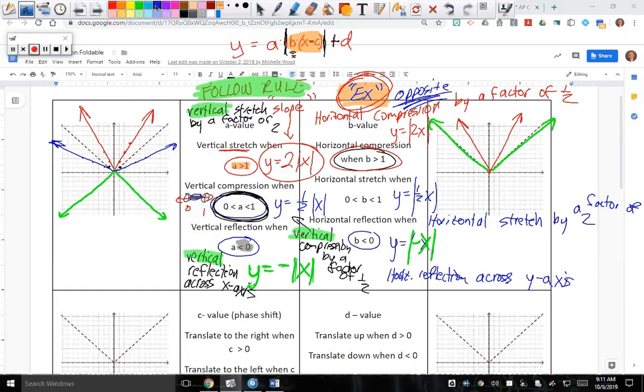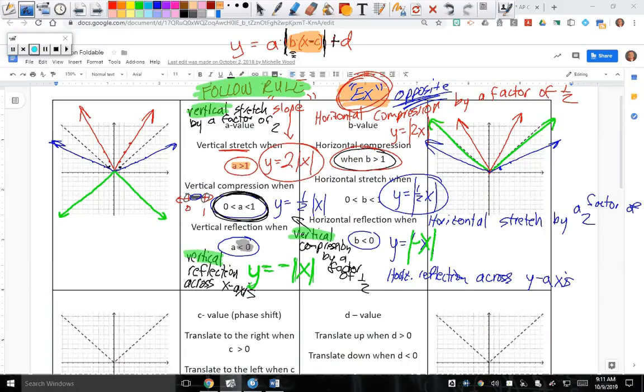Now let's go to this last one. This one is a horizontal stretch by a factor of 2. So at 0, what is it? 0. At 1, it's 1/2, and I'm not going to graph that. But at 2, when x is 2, what will my answer be? 1. When x is 4, what will my answer be? 2. So it makes it wider. So a horizontal stretch looks the same as a vertical compression. And a horizontal compression looks the same as if it was a vertical stretch.